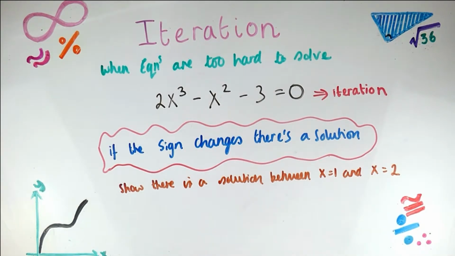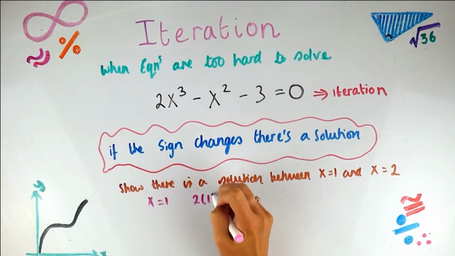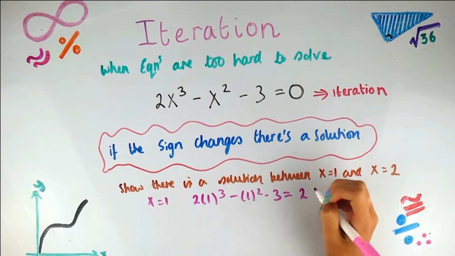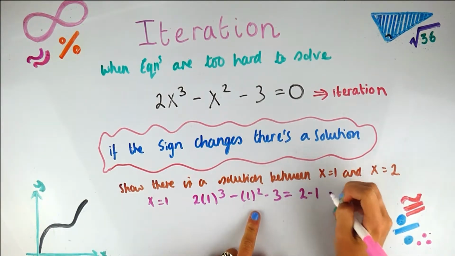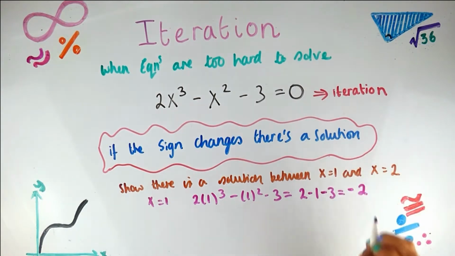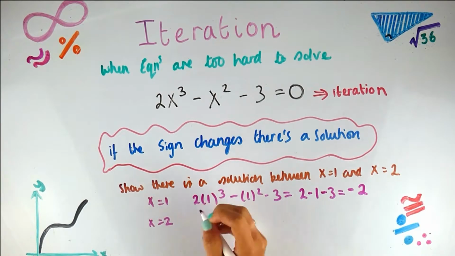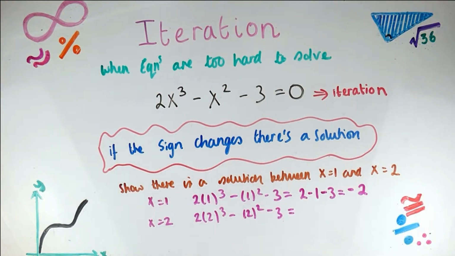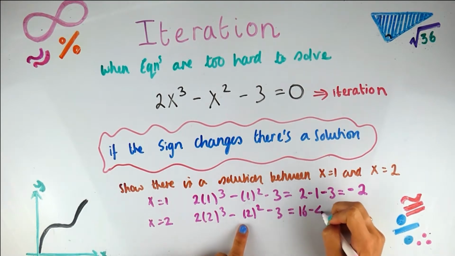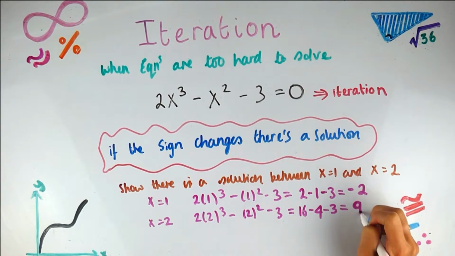So the first thing I'm going to do is substitute x equals 1 into this equation. And that gives me 2 times 1 cubed is 2, minus 1 squared is minus 1, minus 3. And that gives me an answer of negative 2. Now I'm going to substitute x equals 2 in. And that gives me 2 cubed is 8 times 2 is 16, minus 2 squared is minus 4, and minus 3. And that gives me an answer of 9.